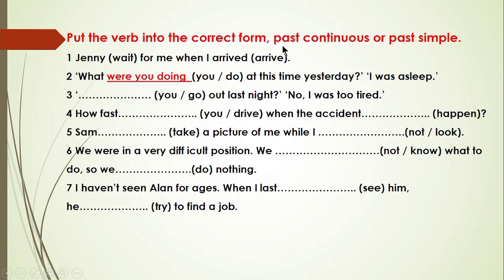Put the verb into the correct form, past continuous or past simple. Remember, in the start of this video we discussed that we can use past continuous tense for a scenario where we have two actions, one in past simple while another is in past continuous. So here you have to look at the sentences and you have to pick whether to use past continuous or past simple. For example, Jenny waited for me when I arrived. Okay, what were you doing at this time yesterday? And the answer is I was asleep. So what were you doing at this time yesterday? Here the subject is you, and with you we use were, and we change do into ing form. So what were you doing? Okay, complete the rest of the blanks yourselves in the same manner.